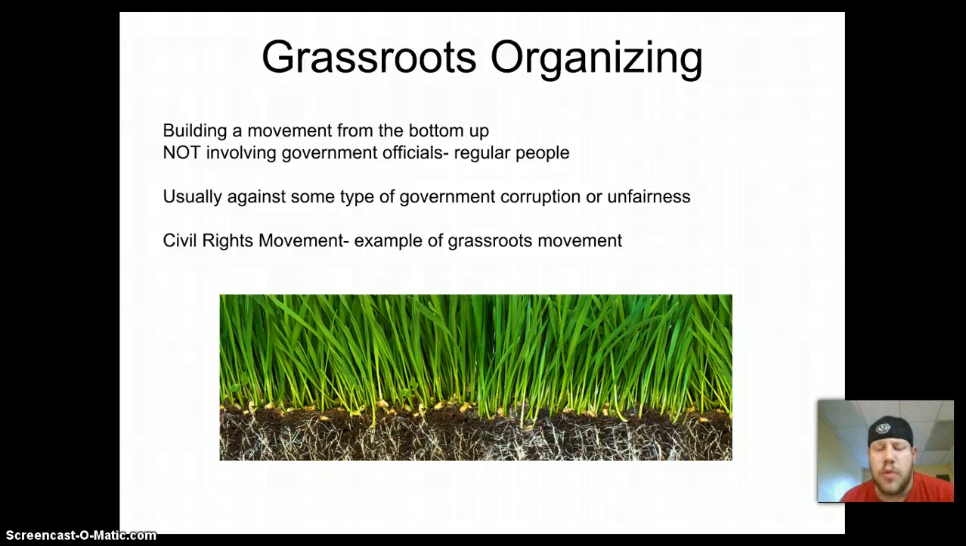And the civil rights movement will be an example of this type of movement where it's going to start at the very bottom and then make changes up at the top to fix corruption, unfairness, obviously unfairness being segregation, all those kind of things at the time.